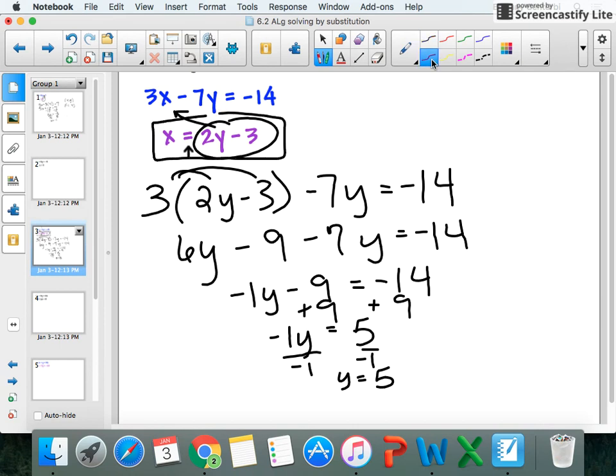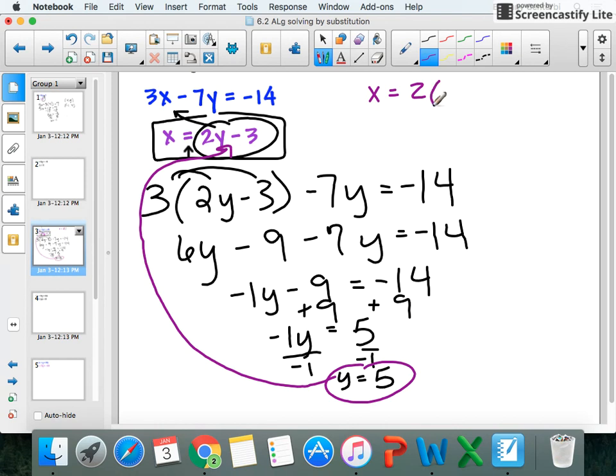So we're going to take our 5 now. So y equals 5. So I can substitute that in for y right here. So we're going to take x equals 2 times y, which is now 5, and then minus 3. So all we did was substitute the y that we found back into the equation. So then x is going to equal 2 times 5 is 10, minus 3, so x equals 7.